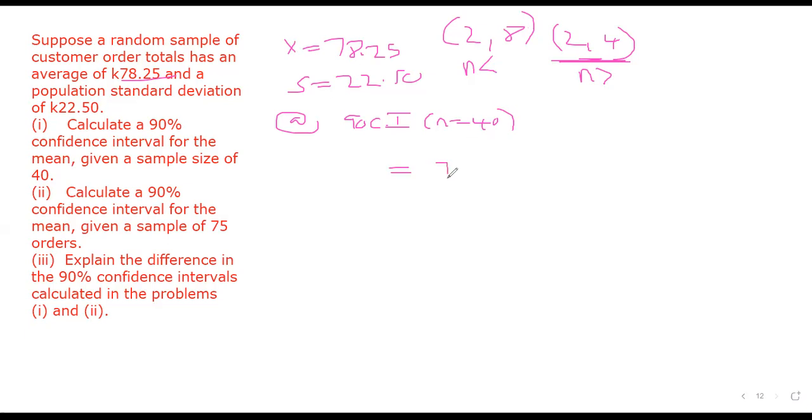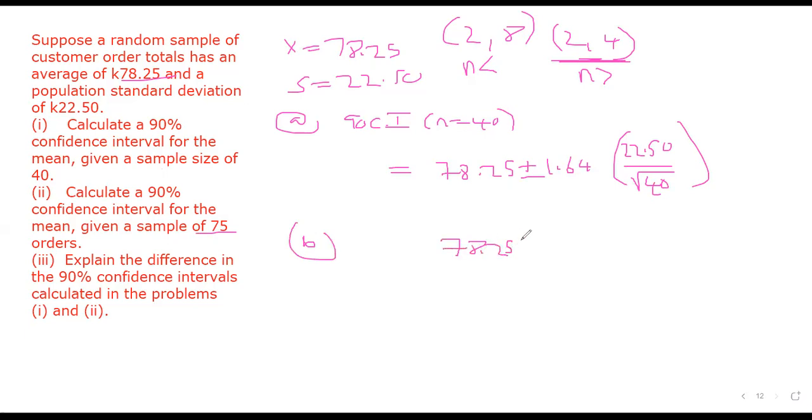So here our mean is 78.25, our Z at 90% is 1.64, our standard deviation is 22.50, and our N is 40. The same question has been brought with the same parameters at 75. So they're just asking you to derive the difference that comes as you increase the sample size. The bigger the sample size, the more accurate and constricted the interval. Are we together?